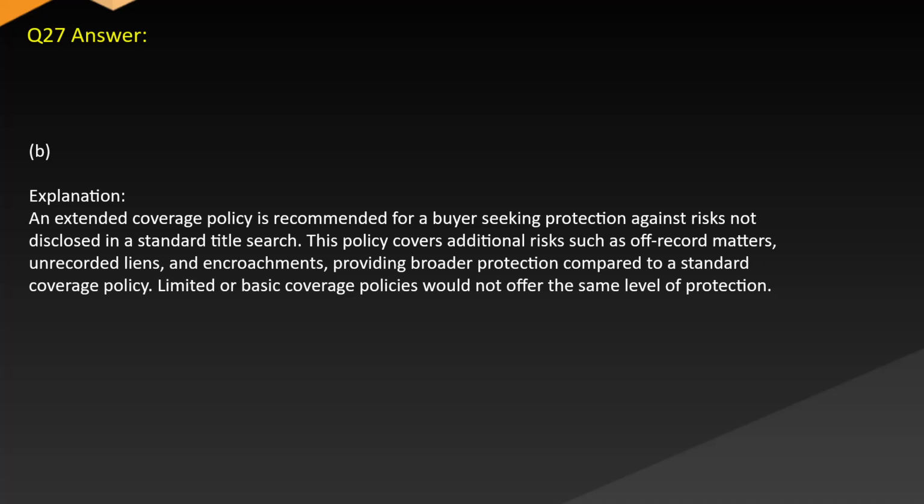Answer: B. Explanation. An extended coverage policy is recommended for a buyer seeking protection against risks not disclosed in a standard title search. This policy covers additional risks such as off-record matters, unrecorded liens, and encroachments, providing broader protection compared to a standard coverage policy. Limited or basic coverage policies would not offer the same level of protection.